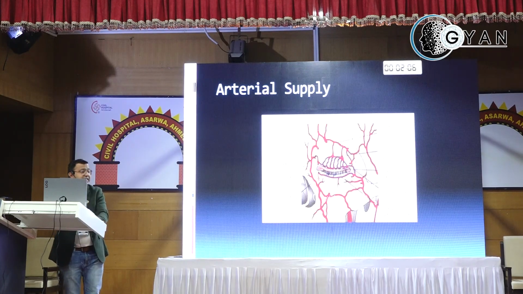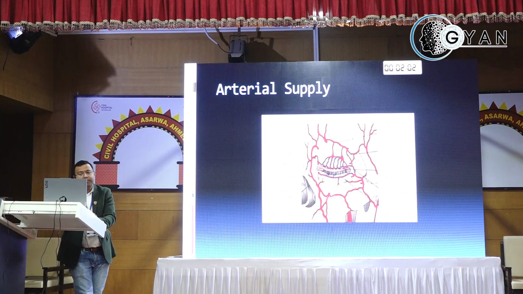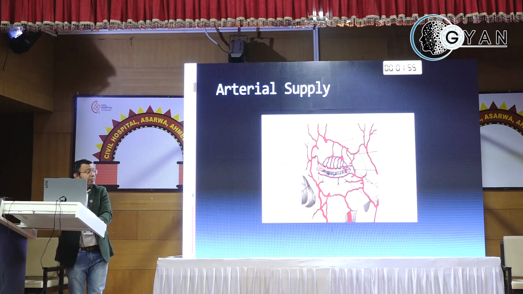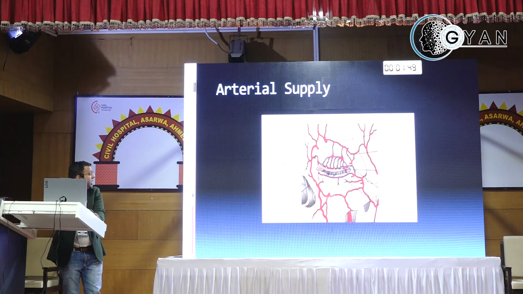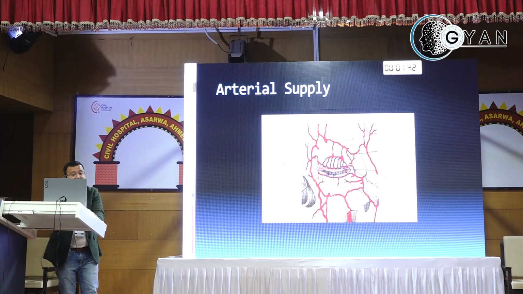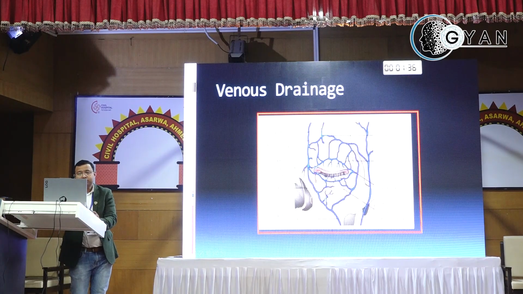Arterial supply, Dr. Indrajit has already explained. Medial and lateral palpebral arteries are supplied to the upper eyelid and lower eyelid. The lateral palpebral artery is in turn a branch of the lacrimal artery, which is again a branch of the ophthalmic artery, which is a branch of the internal carotid artery, and the medial palpebral artery is an indirect branch of the internal carotid artery. Medially it is being supplied by the angular artery, which is a branch of the facial artery.